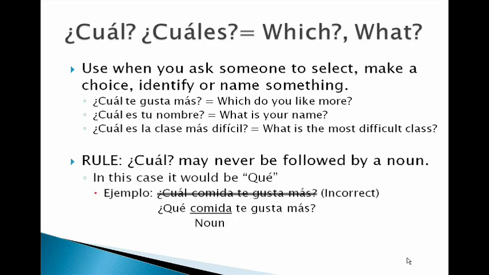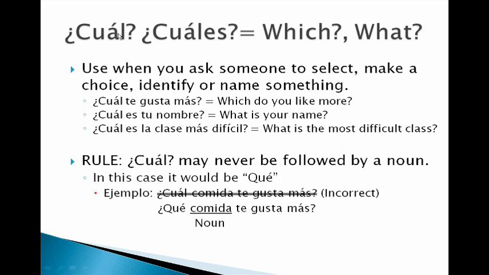There is also a rule, like I said before, that cuál may never be followed by a noun. If that is the case, then you're going to use que. So if you wanted to ask, what food do you like most? You are not going to ask, ¿cuál comida te gusta más? You're going to ask, ¿qué comida te gusta más? And again, you could justify that by saying that que is the broad kind of what, and you don't know what kind of food they like most, so they could tell you anything. So if it is a noun, you're going to use que. If there is a noun there, then you are more than likely not going to use cuál.